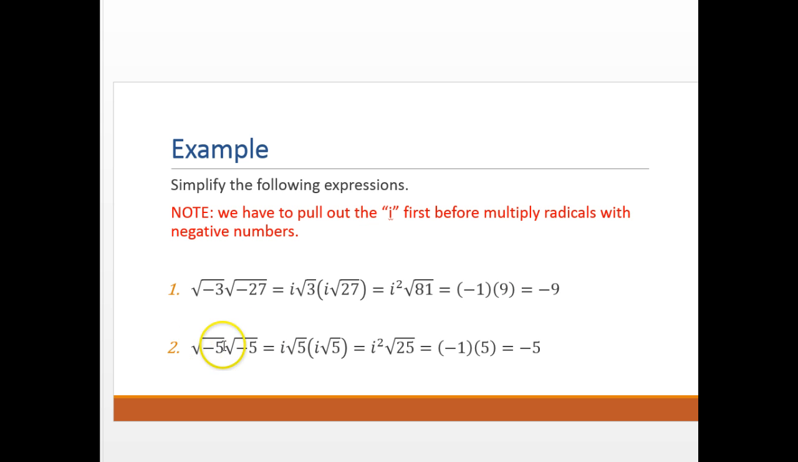Similarly, the square root of negative 5 times the square root of negative 5 is i root 5 times i root 5, which is i squared times the square root of 25. i squared is negative 1, and root 25 is simply 5. So this becomes negative 5. If we were not to pull the i's out first, we'd actually wind up with positive numbers, which are incorrect, so we have to deal with the i's at the very beginning.